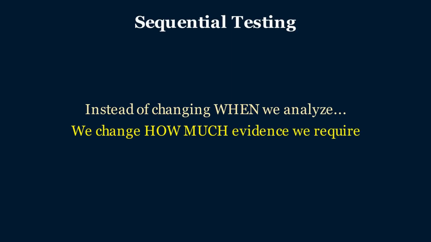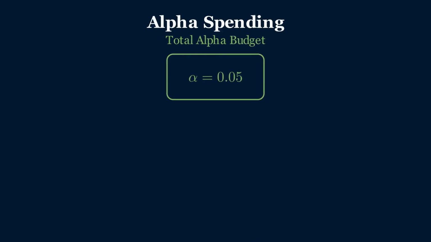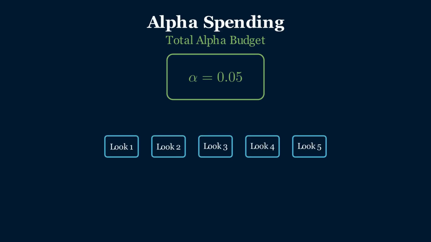Instead of changing when we analyze data, we change how much statistical evidence we require at each look. Instead of using the full alpha at every interim analysis, we divide it across multiple looks. This idea is called alpha spending. Think of alpha like a budget. Suppose your total alpha budget is 0.05. Every interim analysis spends a small portion of that budget.